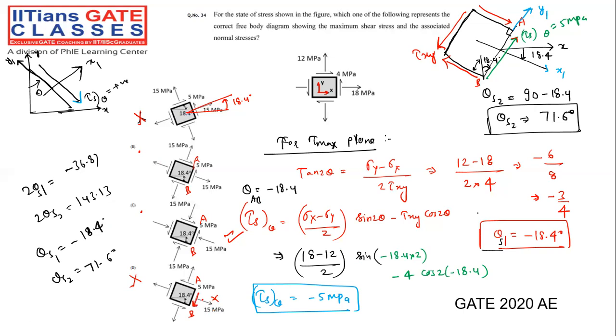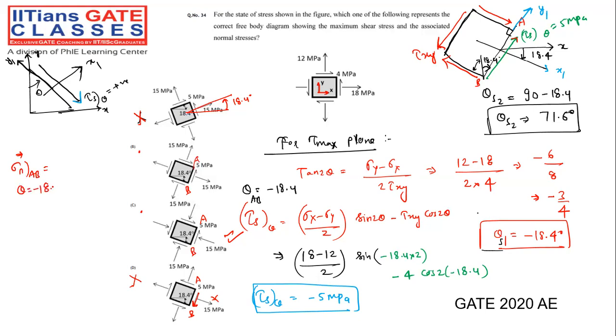Now we need to find the normal stress on the plane AB. So what is the normal stress formula we can have? These are some of the good level problems that have been asked in previous year GATE aerospace. Now, if I say sigma n on plane AB, which is inclined at an angle of minus 18.4 degree, what is that formula? Everybody knows that.